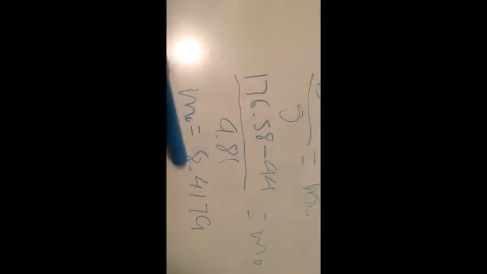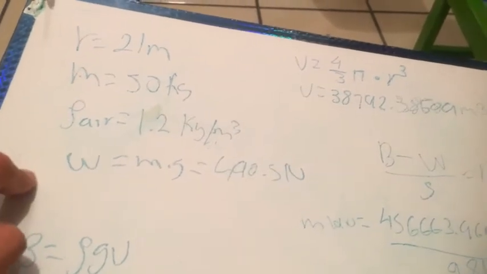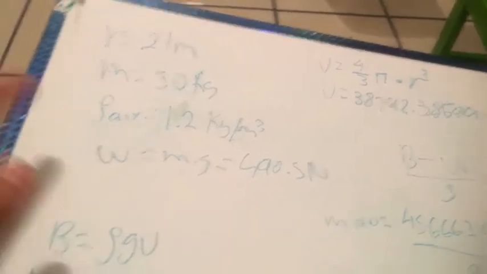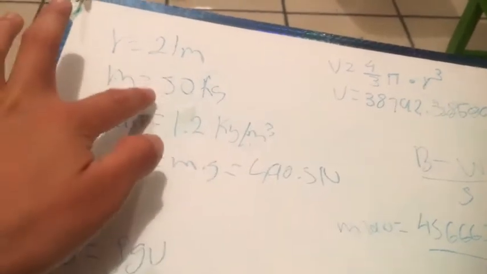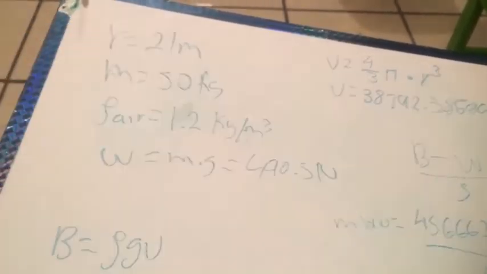Then, here it is, substitute it, and the result is going to be 8.8179. Well, in the sixth problem, they are giving us the radius, that's going to be 21 meters, the mass, the air density, and the weight. Weight, we can solve it by multiplying mass times gravity, that's going to be 490.5.